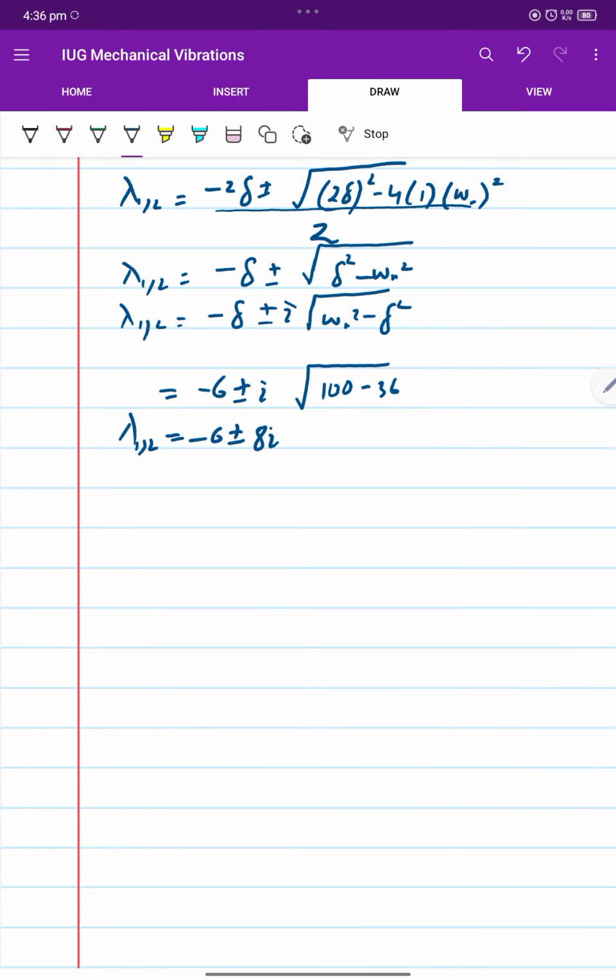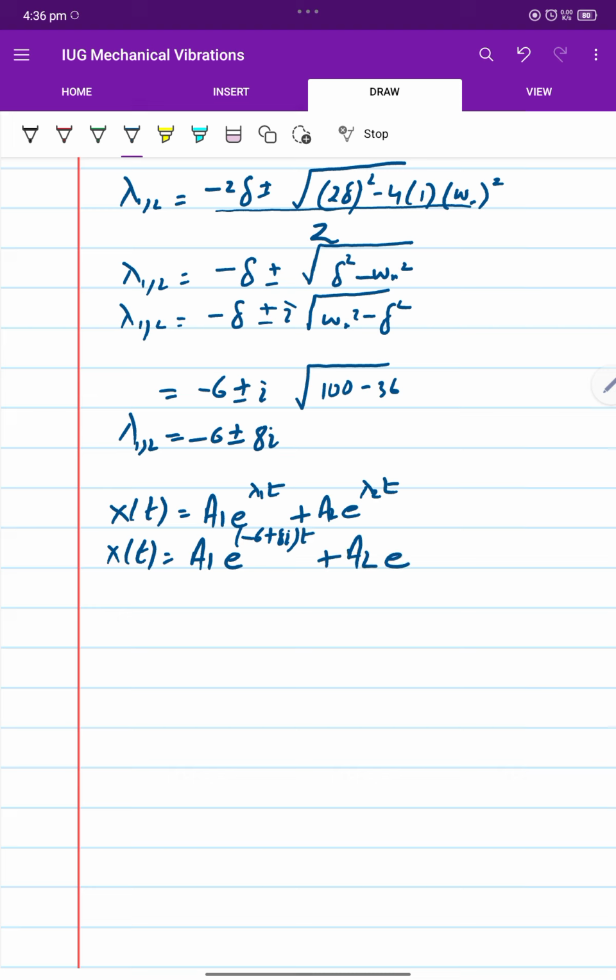After that, we know the general solution, the total solution, in the homogeneous case. You can call the constants k1, or a1 or c1 or d1, whatever you want. It's just better not to mix it up with the stiffness. Let's say a1 e exponent lambda 1 of t plus a2 e exponent lambda 2 of t, and you can start substituting the values of our roots. So a1 e exponent minus 6 plus 8 iota into t, plus a2 e exponent minus 6 minus 8 iota into t.